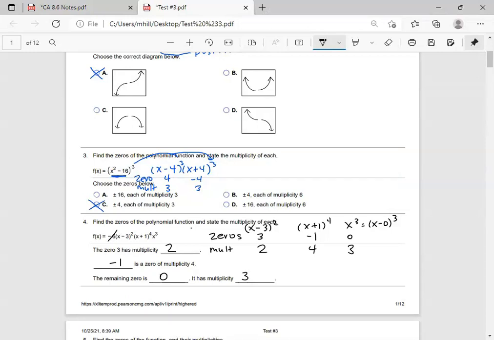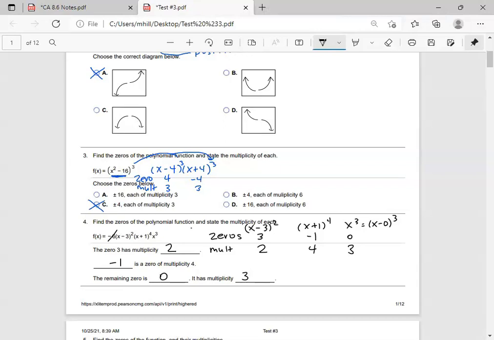Really quick. If your multiplicity is even, does it cross the x-axis or does it bounce, which we call tangent to the x-axis? Close. The other option. So if it's even, it bounces, it's tangent. So this one's going to bounce. This one's going to bounce because 4 is even.